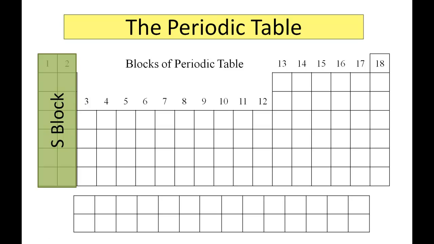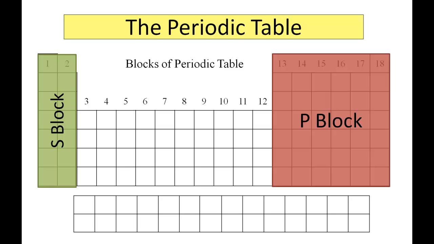The first block we talk about is the S block. The S block, as you notice, contains 2 columns. And if you remember correctly, the S sublevel had 1 orbital which could contain 2 electrons. It's no accident that there are 2 columns and 2 electrons in the S sublevel.